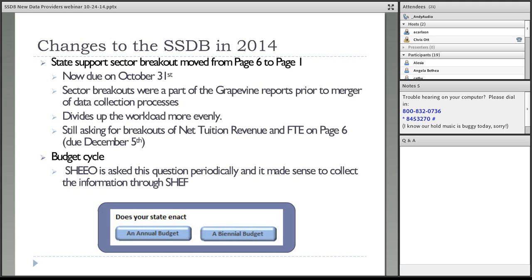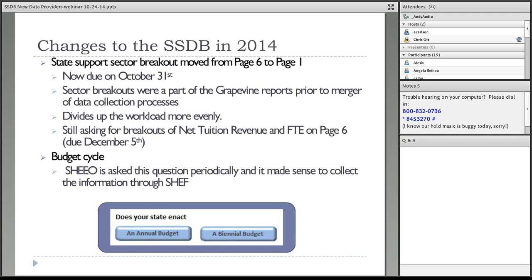And those sector breakouts were a part of the original Grapevine survey. So before we merged the 2 systems, the Grapevine data was actually broken out by sector. And we just thought it made more sense to include that there because I think that sector breakout is easier to provide than the other 2 components, and we really do want to focus on it this year as part of the Grapevine report. And then, as you saw on page 6 just a second ago, we are still asking for the net tuition revenue and FTE breakouts on that page.